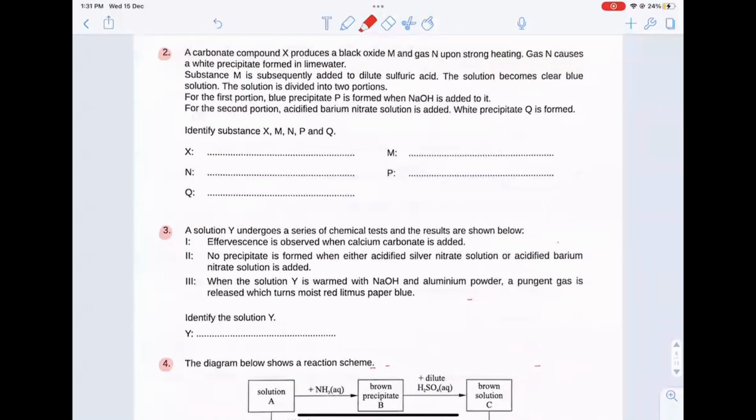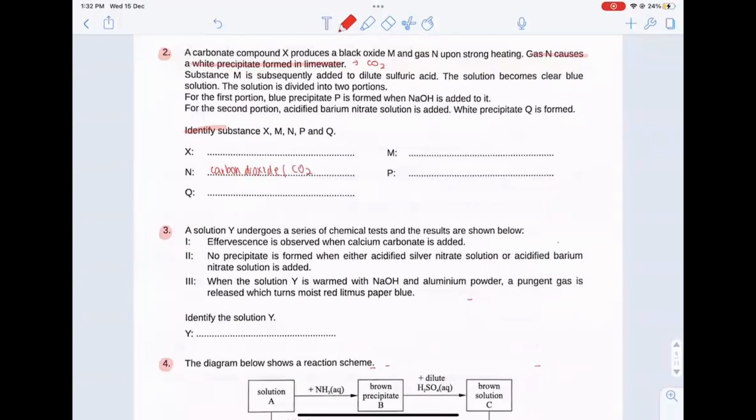Okay, so for question number 2, a carbonate compound X produces black oxide M and gas N upon strong heating. Gas N causes a white precipitate to form in lime water. From this sentence, it's very obvious that N will be carbon dioxide. So let me write that down. Notice that in the question they said identify. Identify means that you can either name it or you can write the formula. So either will be fine.